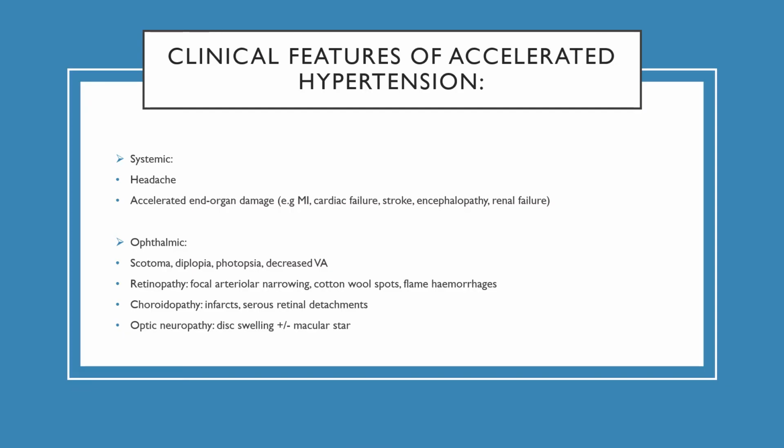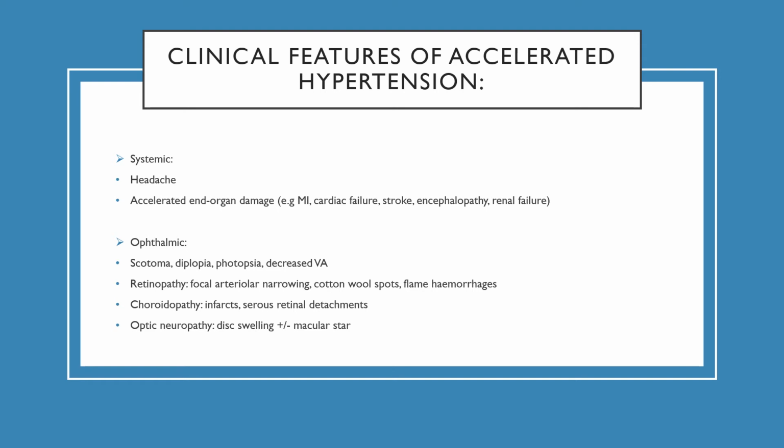Clinical features of accelerated hypertension. As mentioned, these can affect a number of organs, malignant hypertension and accelerated hypertension. End organ damage, such as those that affect the brain, such as stroke and encephalopathy, renal failure from those nephropathies caused, as well as cardiac failure and MI.